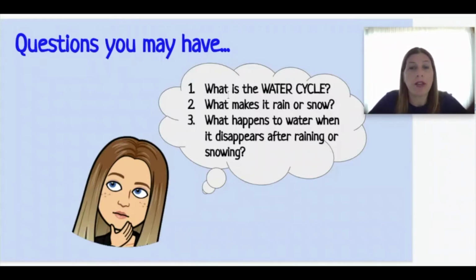The first question I thought you might have is, what is the water cycle? Maybe you've never heard of it before, or maybe you're not really sure what it is. We will go through what the water cycle is, and you'll have your answer by the end of the lesson.